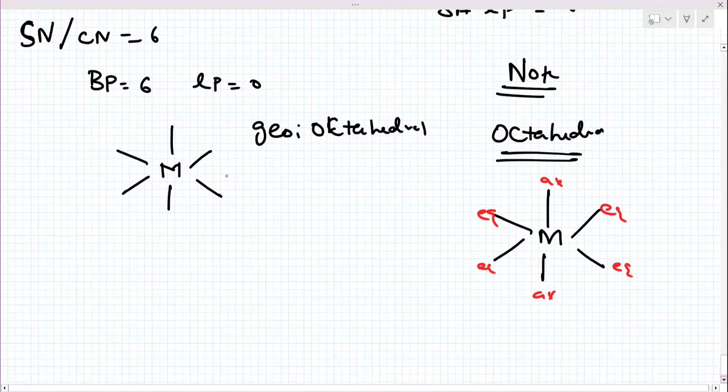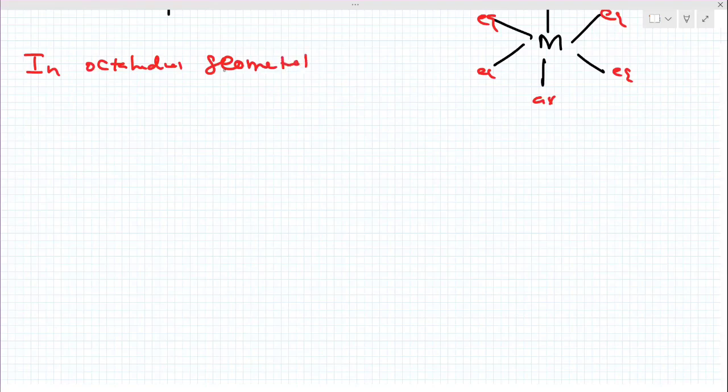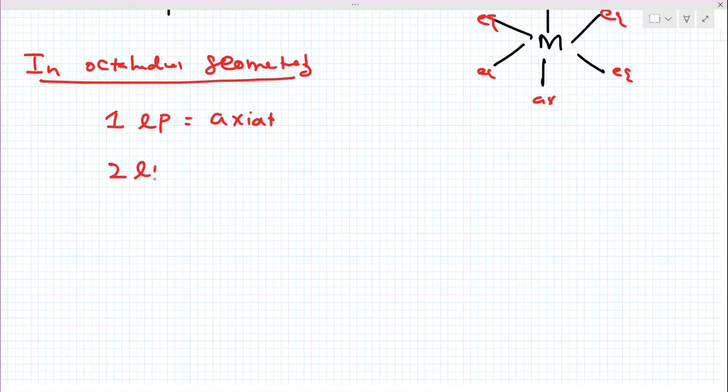Now please note the condition in octahedral geometry. If one lone pair is present, we put it in the axial position. If 2 lone pairs are present, we put them axial. 3 lone pairs is not favored. If 4 lone pairs are present, we put them equatorial. This is the condition. You got the point? 1 lone pair axial, 2 lone pairs again axial, 4 lone pairs equatorial, 3 lone pairs is not favored in octahedral geometry.